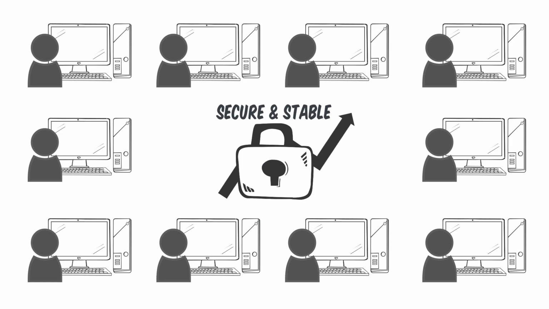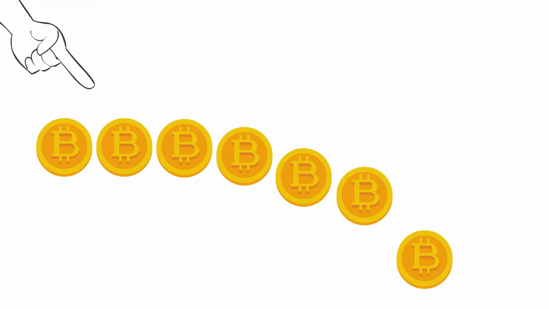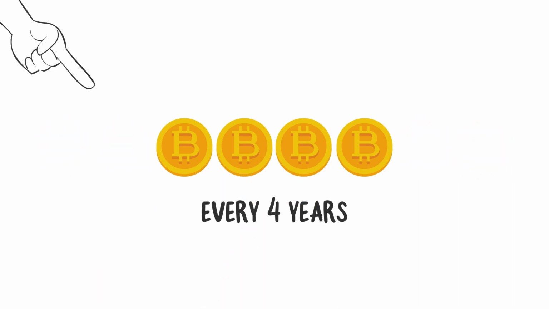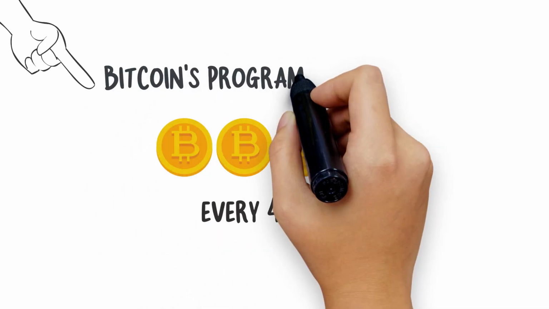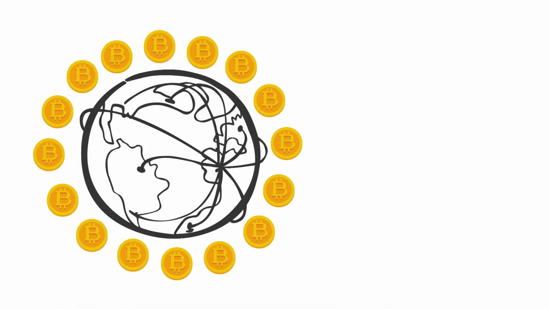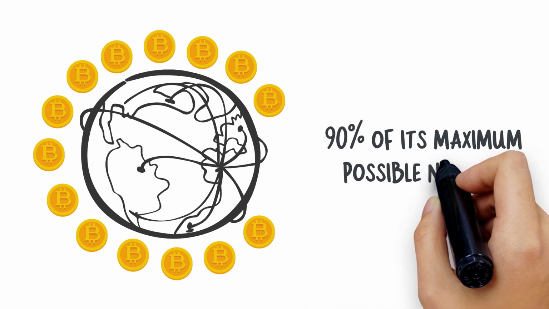improvement since it started. A point to highlight is that only so many Bitcoins can be added at a certain time, and the rate of new Bitcoins that can be added is halved about every 4 years. This is where Bitcoin's programmed scarcity comes from and is a major reason why it is so valuable. There will only ever be a certain maximum number of Bitcoins on the planet and never any more. The total number of all the Bitcoins in the world is currently over 90% of its maximum possible number.